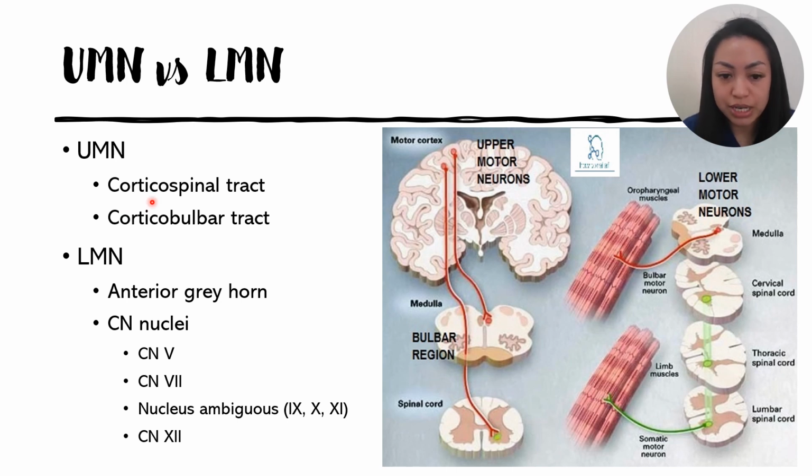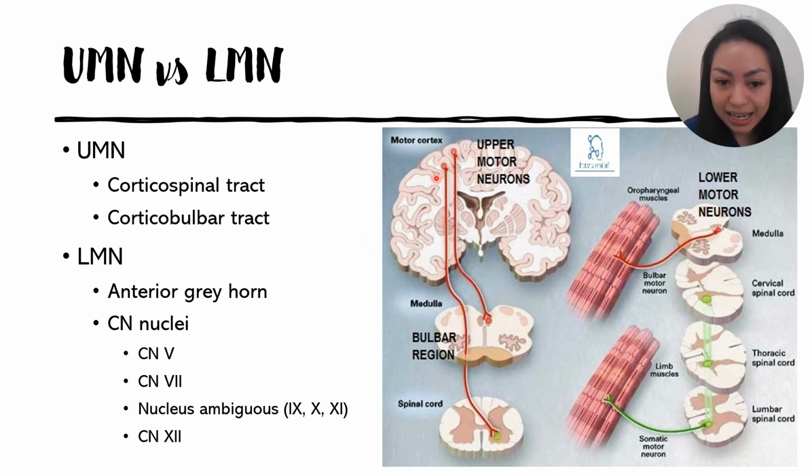The corticospinal tract, the name kind of gives away the starting point and where it terminates. The corticospinal starts from the cortex, because cortico, and ends somewhere in the spinal cord. The corticobulbar tract starts somewhere from the cortex and ends in the bulbar region in the brainstem. Okay, corticobulbar starts from the cortex and terminates in the bulbar region of the brainstem.